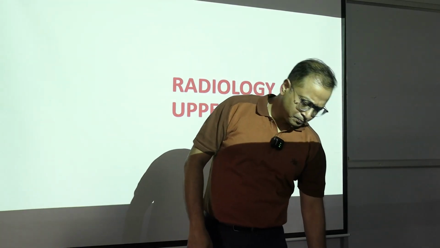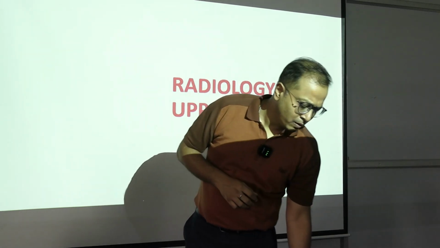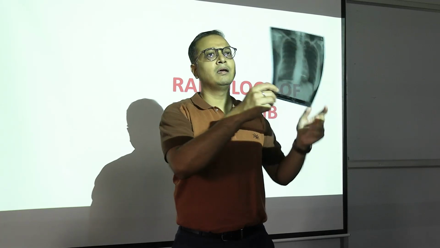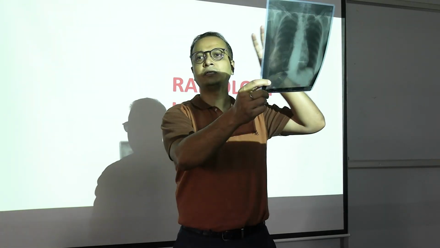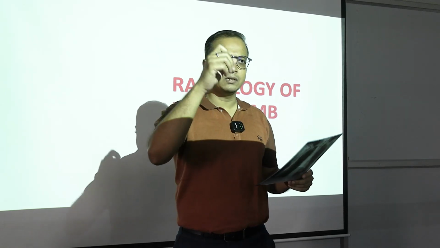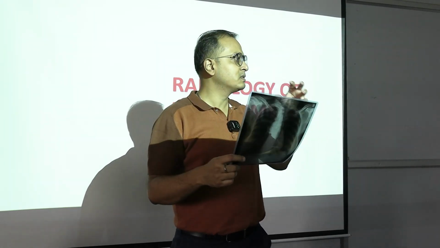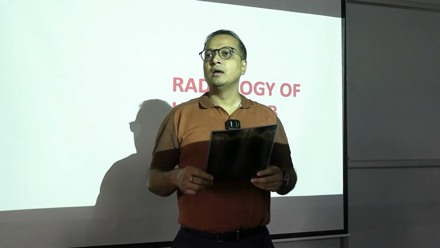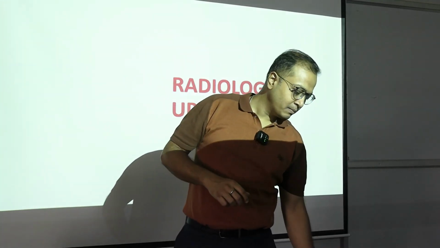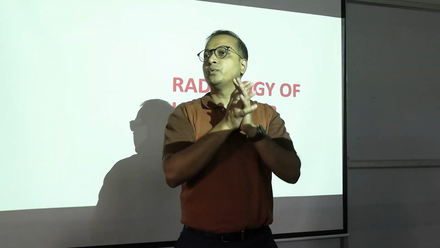Now, this particular plate we call a skiagram plate, and it is a plate on which the impression is imprinted. It is kind of like taking a picture, and this picture has a special technique. How we see it is that some kind of ray is thrown into the body, and that ray penetrates.